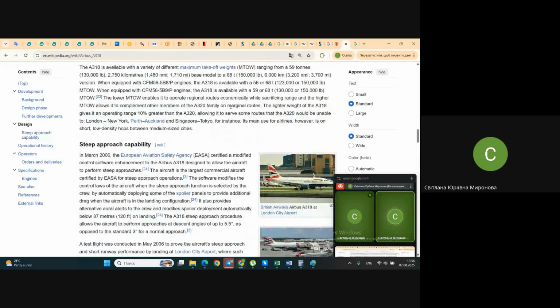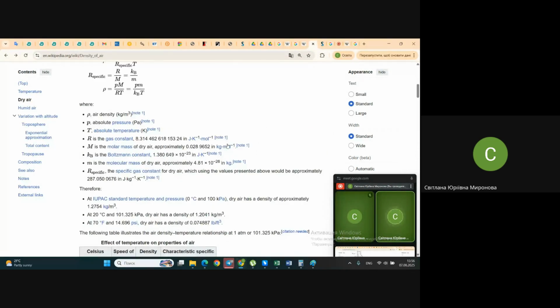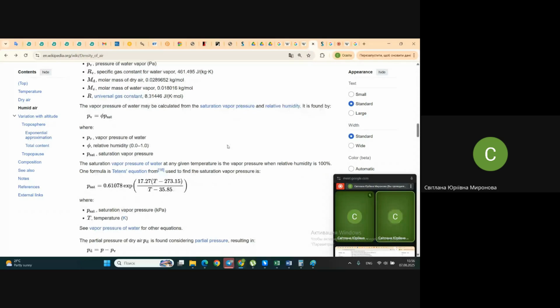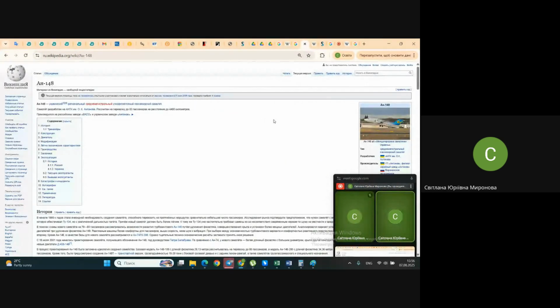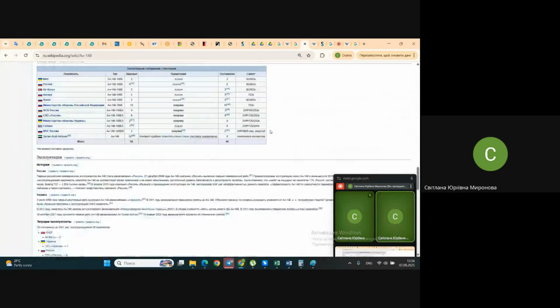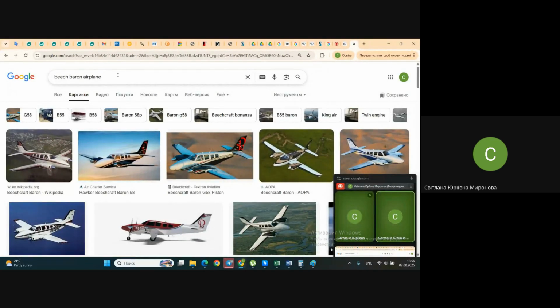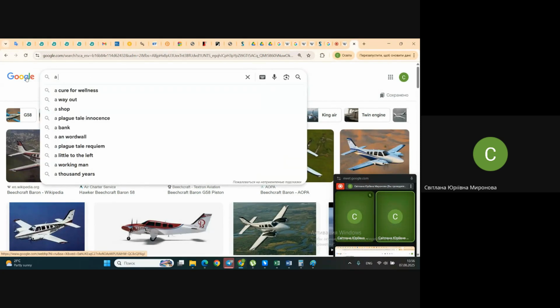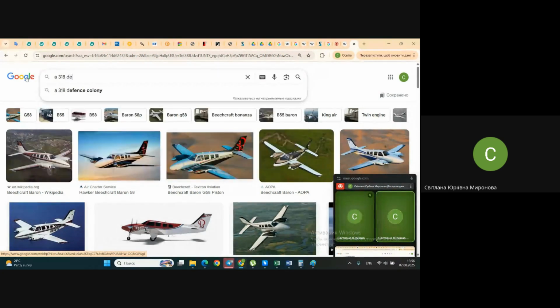In English version only picture. No, in our versions I've seen even drawings of them. Or at least we might use an option like design scheme, for instance. No, let it be A318 design scheme.